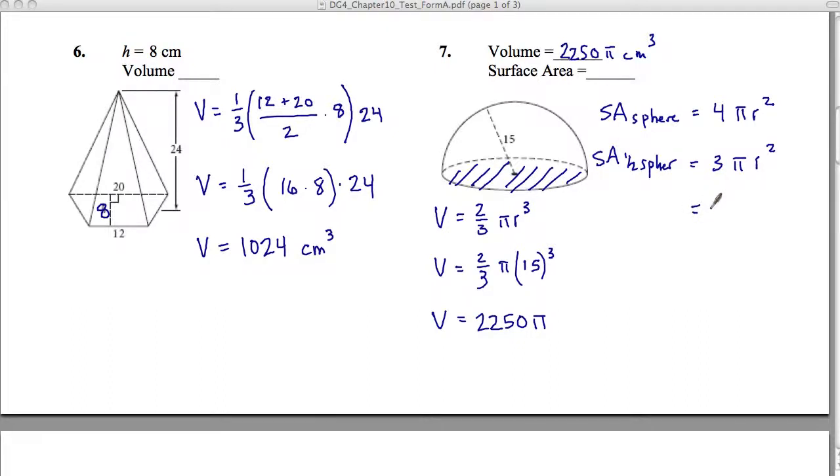So when we substitute in our values, 3 pi times 15 squared. We get that the surface area is equal to, I got 675 pi square centimeters. Make sure you get the squared centimeters on there. So that's the answer right there. All right, on to the next problems.